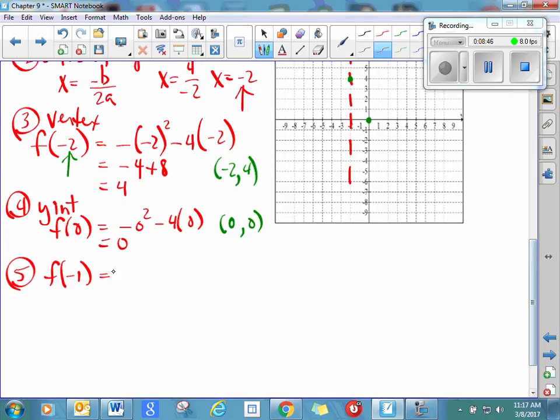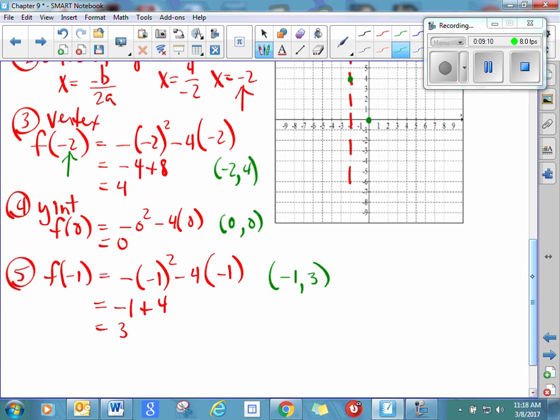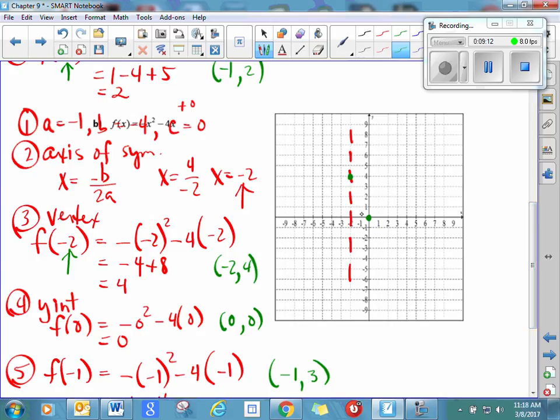I need a little bit more room. So again, I'm being real careful when I plug this in. It's -1 squared -4 times -1. -1 squared is positive, and the negative in front turns it negative, and this is positive, and we get 3. So our third point is -1, 3. So we go over here, -1, 3, and this looks pretty good.